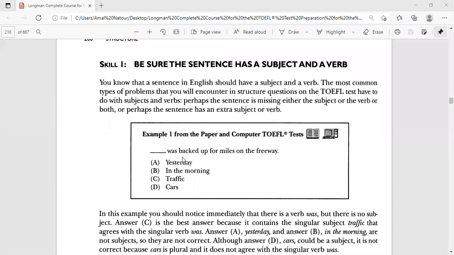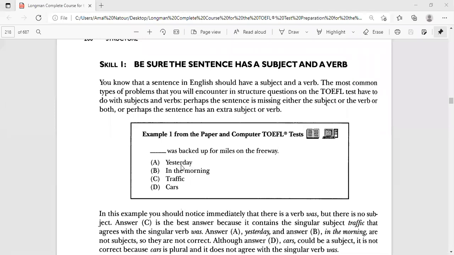Where is the verb? The verb is was backed up. Where is the subject? Here the subject is missing. Then we have to look at these four multiple choices and search between them. Which one of these choices plays the role of the subject? Let's see. The first one, A, yesterday. Yesterday is not a subject.